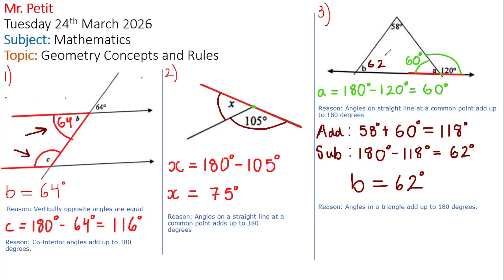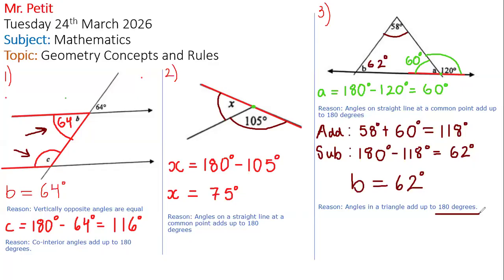And what that means, Keyshawn, is that if we add 62, 60, and 58 all together, what are we going to get? I think it'll be 180. It has to be, because based on the rule, angles in a triangle add up to 180 degrees. So that's the idea.